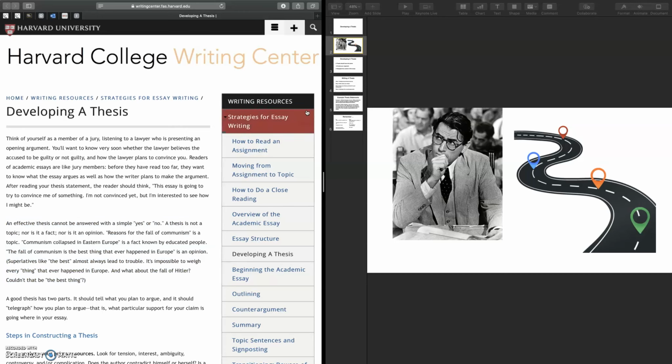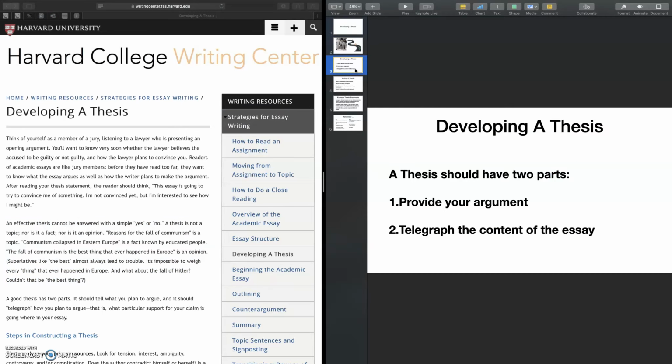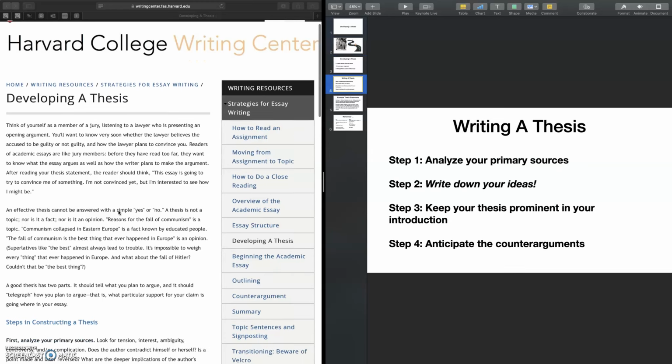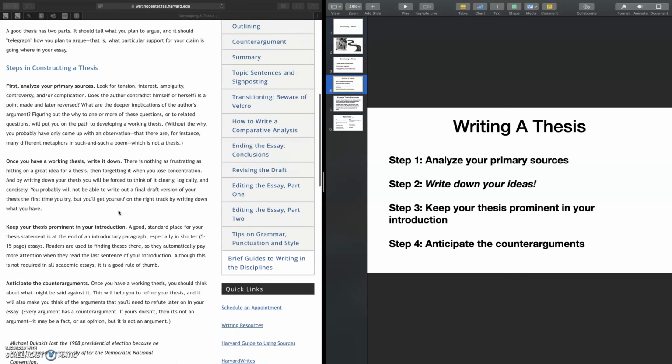A well-written thesis will have two key components. First, it needs to clearly state the argument you are making. Then, it should telegraph how you plan to make that argument. It should provide a roadmap of the support you will use in the essay and how that support will be organized. There are 4 steps to writing an effective thesis statement.